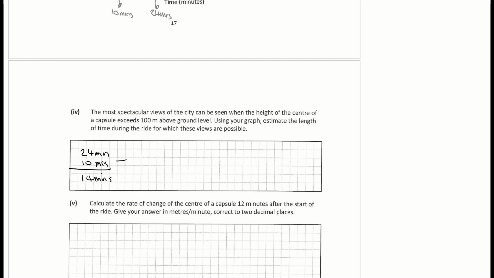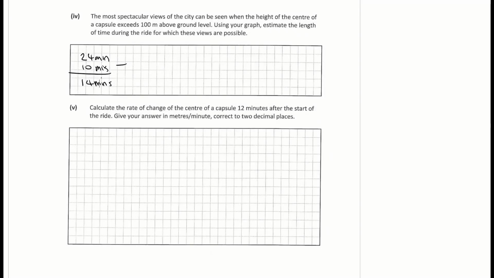Part V. Calculate the rate of change of the centre of the capsule 12 minutes after the start of the ride. Give your answer in meters per minute, correct to 2 decimal places. So just going back to the start of the question here, my function is h of t, height, which is 86 minus 75 cos of 2 pi over 33 times t. Rate of change, hopefully we remember, has to do with calculus, differentiation in particular. So I basically just need to differentiate my function and then sub in 12 for t.